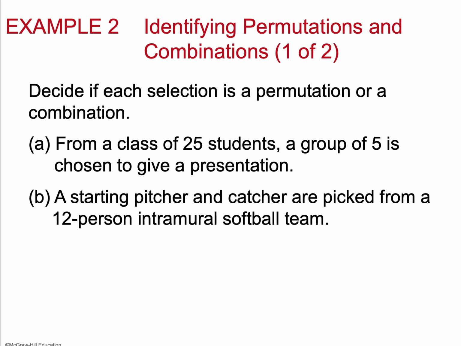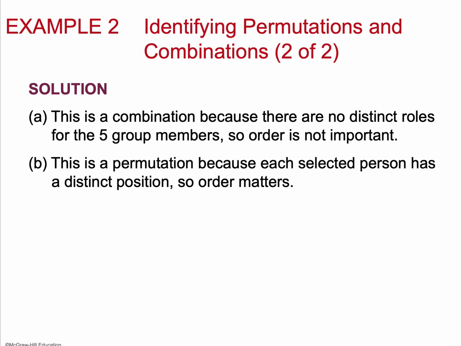If I look at a starting pitcher and catcher picked from a 12-person intramural softball team, that one's a little less clear. But if you think about a team, a pitcher has a specific skill set, and so does a catcher. So if you're wanting to select a pitcher and a catcher, that means that you really need to pick them in the right order. You can't pick the first baseman for the pitcher. So for that reason, it's considered a permutation. So order does matter.